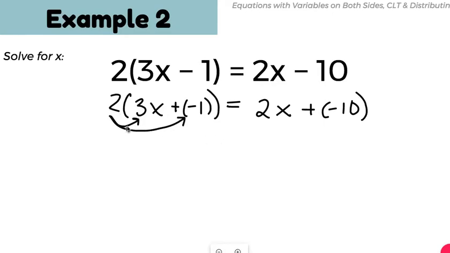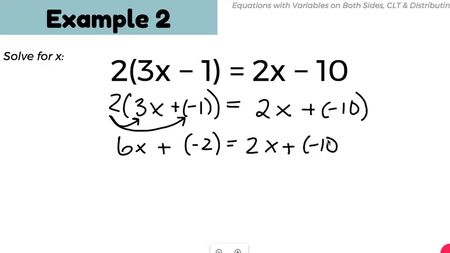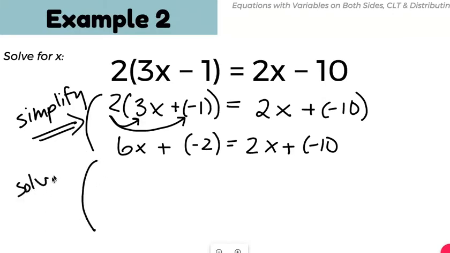Put my arrows down below, I ran out of room. So remember, we only distribute when we have a number right next to the parentheses like I have here. So I get 6x plus negative 2 equals 2x plus negative 10. And remember, these steps right here were my simplify. Then I'm going to solve.